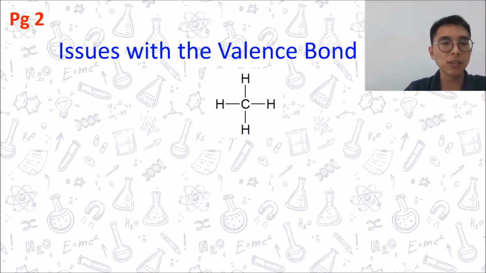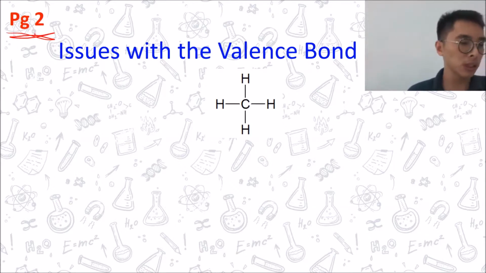So first of all, let's look at some of the issues associated with this valence bond model. I'm just going to look at a methane molecule, CH4, as an example. In case you are lost at any point in time, you can look at my top left-hand corner. This will tell you which page I'm on in your lecture notes. Currently, I'm on page 2. We're looking at hybridization, but even before that, let's look at some of the issues with the valence bond model, so that you will understand why we need a newer model.